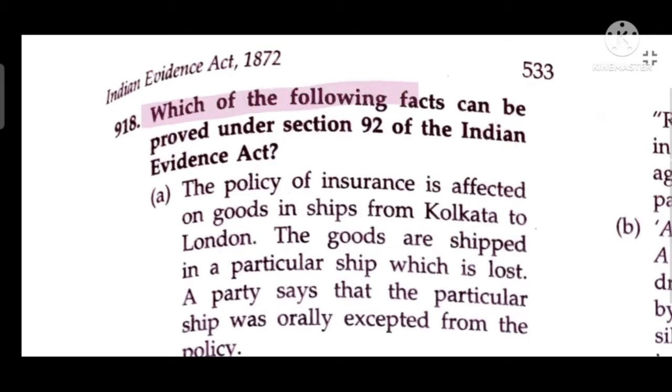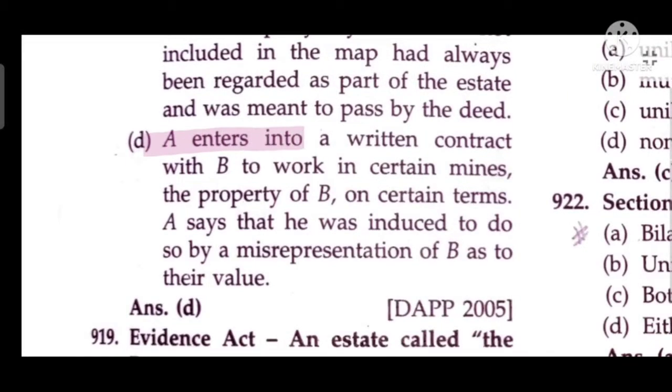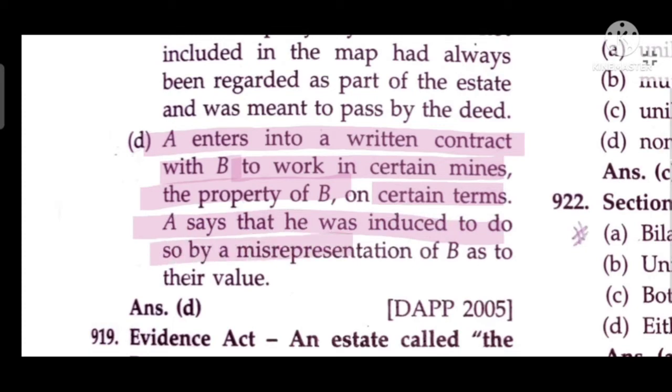Which of the following facts can be proved under Section 92 of the Indian Evidence Act? A enters into a written contract with B to work in a certain mine of the property of B on certain terms. A said that he was induced to do so by a misrepresentation of B as to their value.